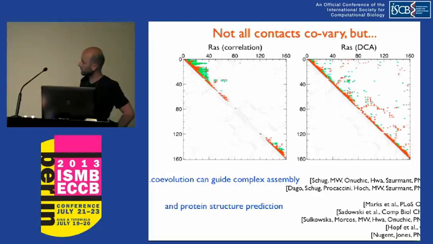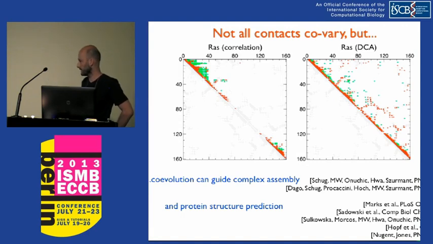And the red points are predictions which are on top of a gray point, so true positives. The green ones, again, false positives. And you see that in particular, long-range contacts are not captured just by correlation, but by couplings. It's sparsified, but still it can guide structure prediction.